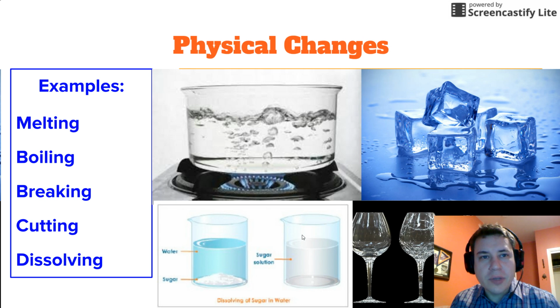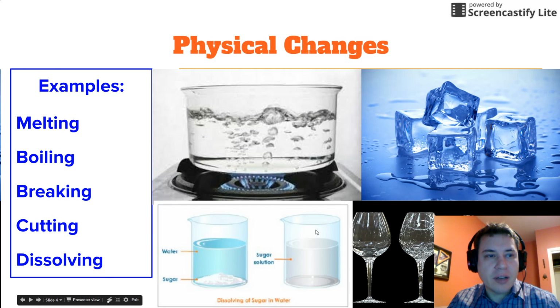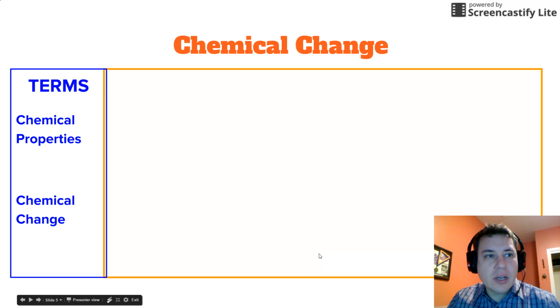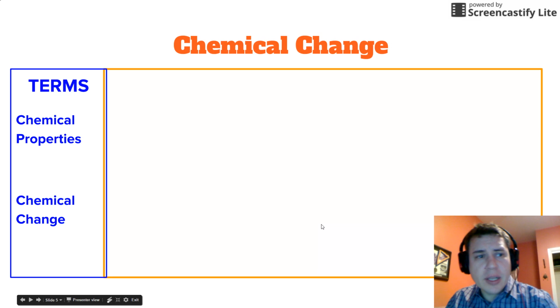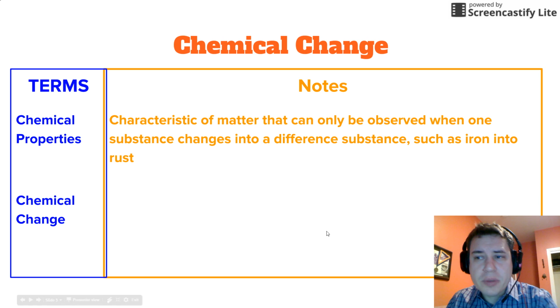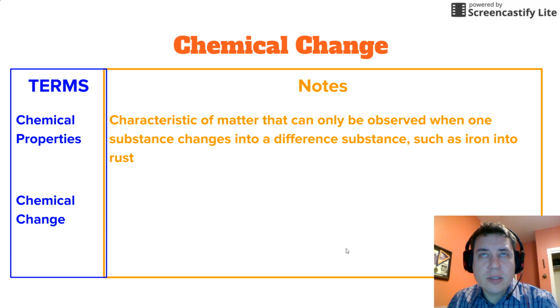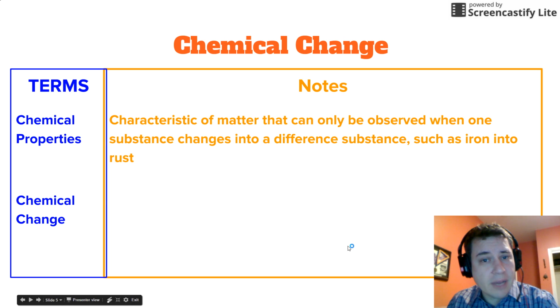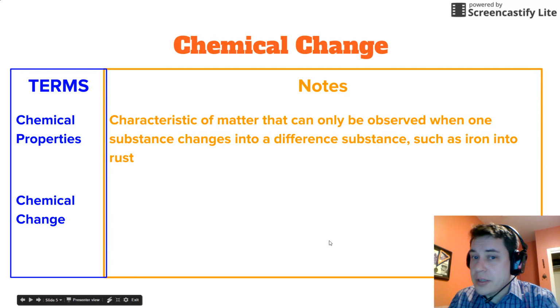We're going to be moving on to in the next lab is the idea of chemical changes. And a chemical change or chemical property is a characteristic of matter that can only be observed when one substance changes into a different substance, such as iron into rust. And so to understand the chemical changes, we actually have to mix things together and see what happens. Does it react with oxygen? Does it react with water? Does it react with hydrochloric acid? And those are chemical properties. What kind of reaction are we going to observe?